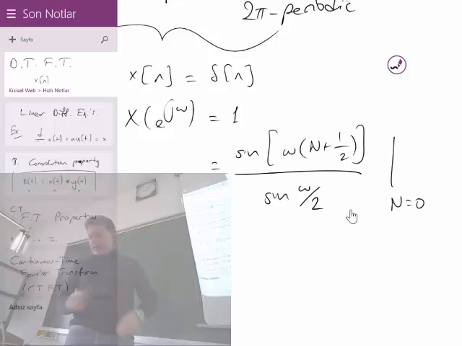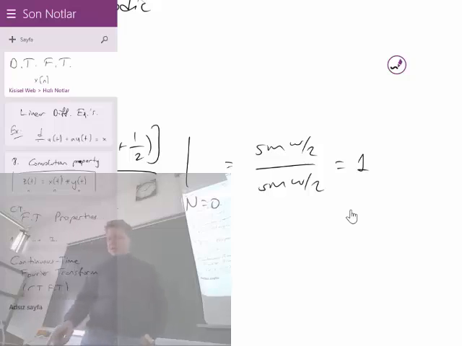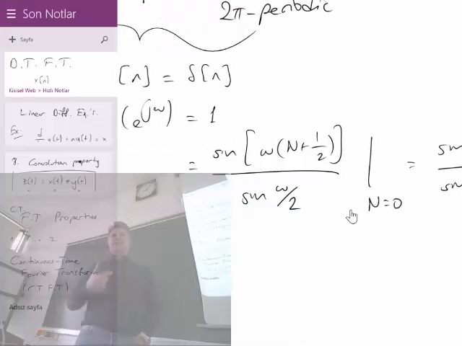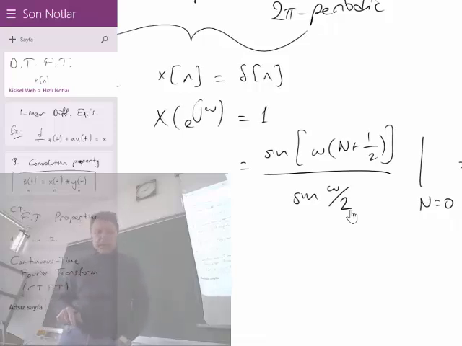And when you do that, the numerator will become sine of omega in parentheses 0 plus 1 over 2, which is sine of omega over 2. And the denominator is also sine of omega over 2. Therefore, you will have sine omega over 2 over sine omega over 2, which is equal to 1. So you can even extract it from there, or you may use the formula for the discrete time Fourier transform. Whatever you do, you will come up with this formalism, and that is equal to 1.